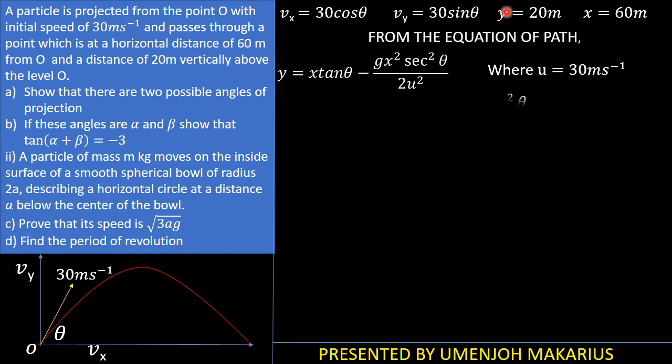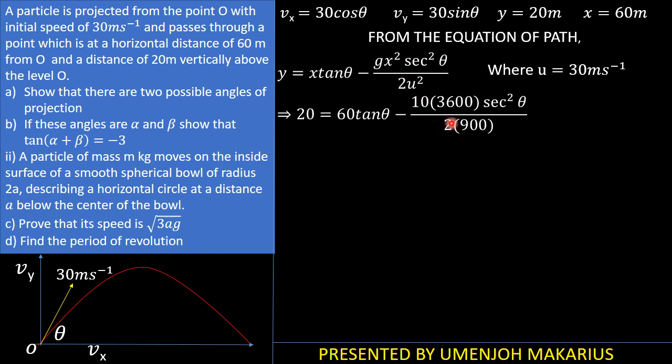Good. So friends, if we plug everything in, we have y to be 20 meters. We are going to have 20 equal to x, which is 60, tangent of theta, minus g, which is 10, then x is 60, squared that gives us 3600, sec squared theta over u, which is 30, squaring that gives us 900. Great. So friends, we have two zeros down and two zeros up, we can cancel them. We can also cancel the zeros on all sides, because we have 20, the 0 cancels here, 0 cancels here, and 0 cancels where we have 10.